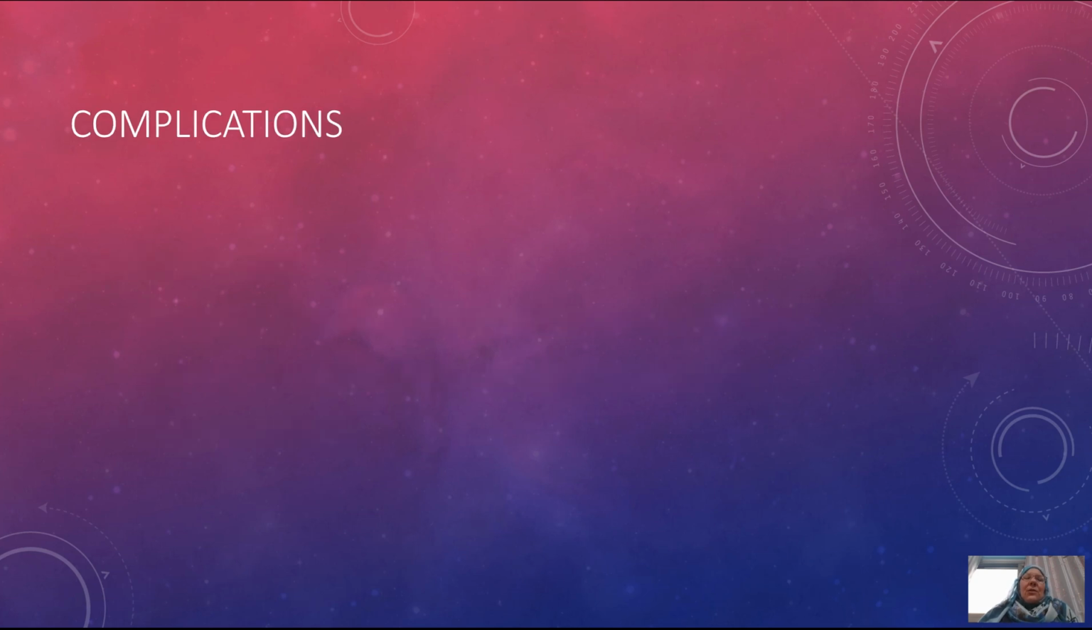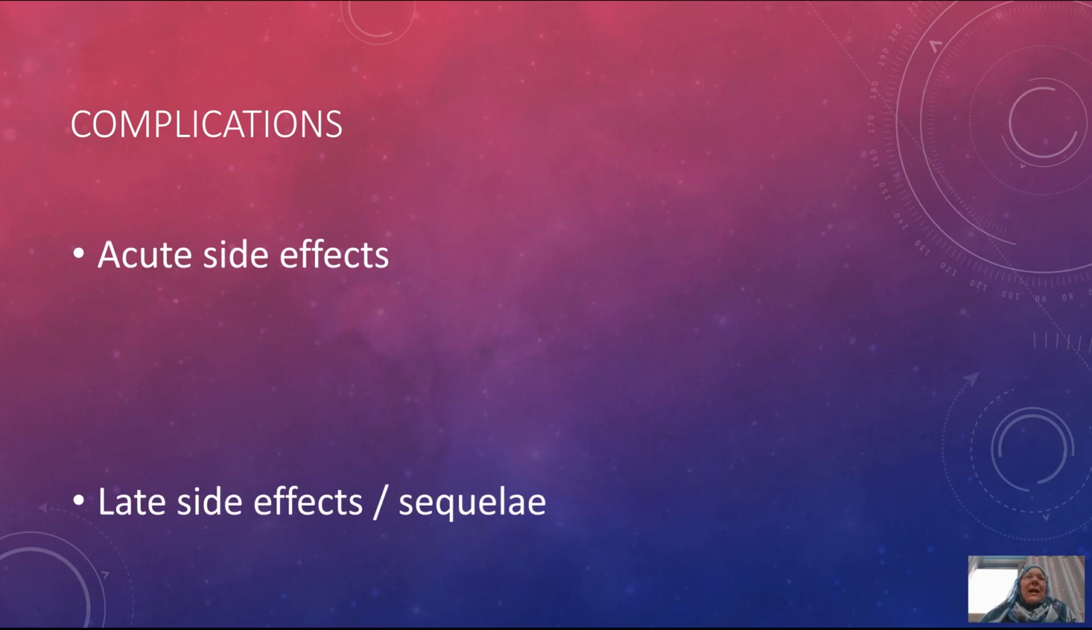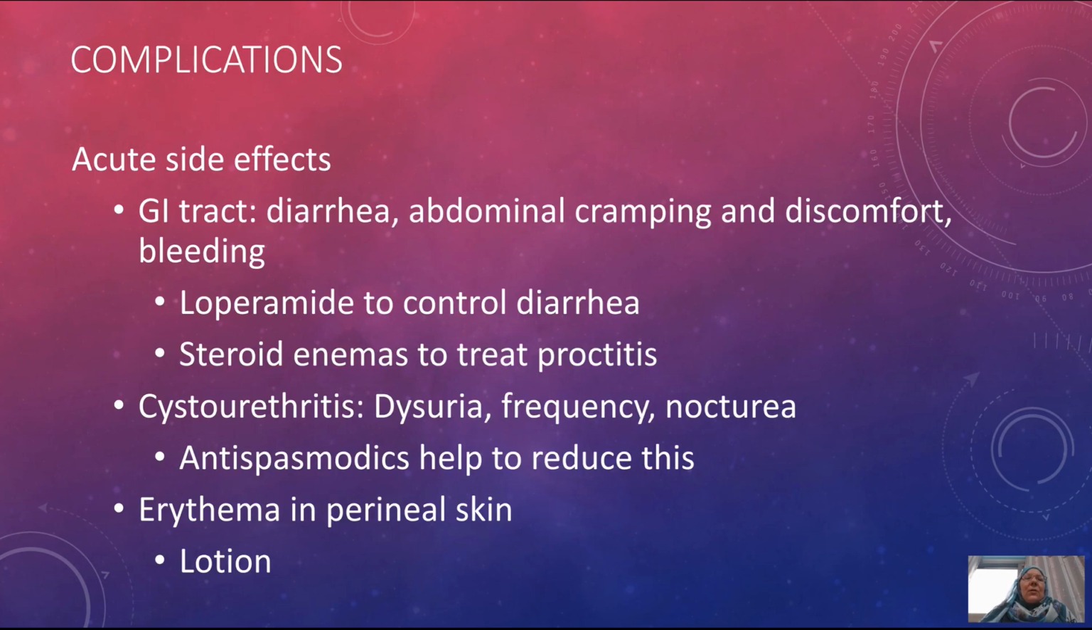So what are the complications associated with these treatments? You can have acute side effects and late side effects. The acute side effects include GI tract side effects such as diarrhea, abdominal cramping, and discomfort or bleeding per rectum. And these can be reduced by giving loperamide for diarrhea or steroid enemas for proctitis.